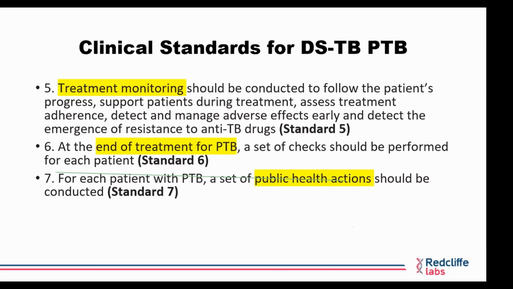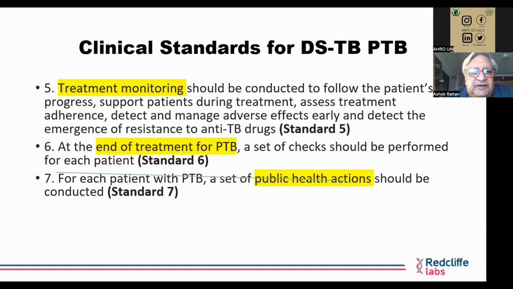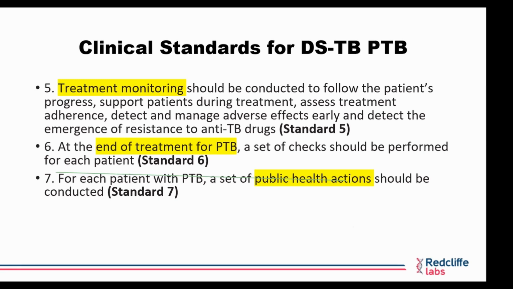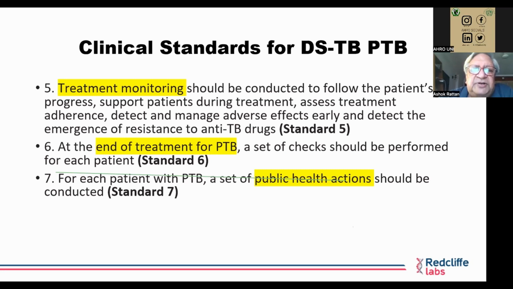At the end of the treatment, a set of tests should be performed for each patient to ensure that he has now fully recovered. And finally, for each patient with pulmonary tuberculosis, a set of public health actions should be conducted. So these are the 7 standards which have been internationally agreed upon that we should use wherever we are treating pulmonary tuberculosis.